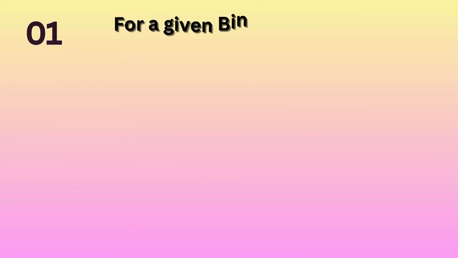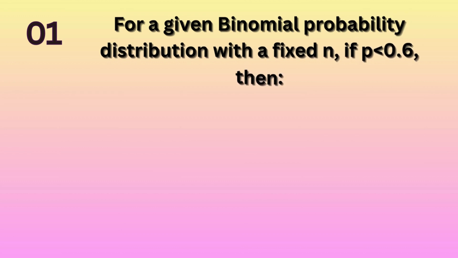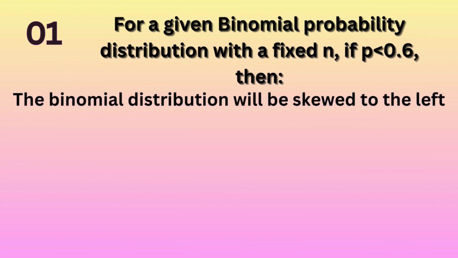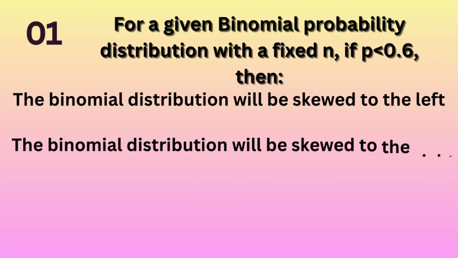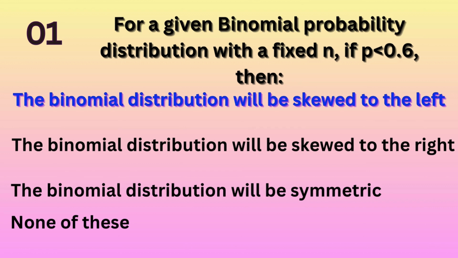For a given binomial probability distribution with a fixed n, if p is less than 0.6, then the options are: the binomial distribution will be skewed to the left; the binomial distribution will be skewed to the right; the binomial distribution will be symmetric; none of these. The right option is the binomial distribution will be skewed to the left, because the probability of success p is greater than 0.5.